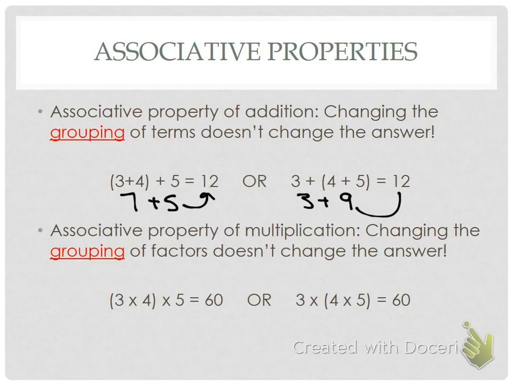So what's 3 plus 9? 12. So did it matter where the parentheses were? No. It didn't matter at all. All right, my answer was still 12. Same thing goes with multiplication. 3 times 4 is 12, so 12 times 5 is 60.